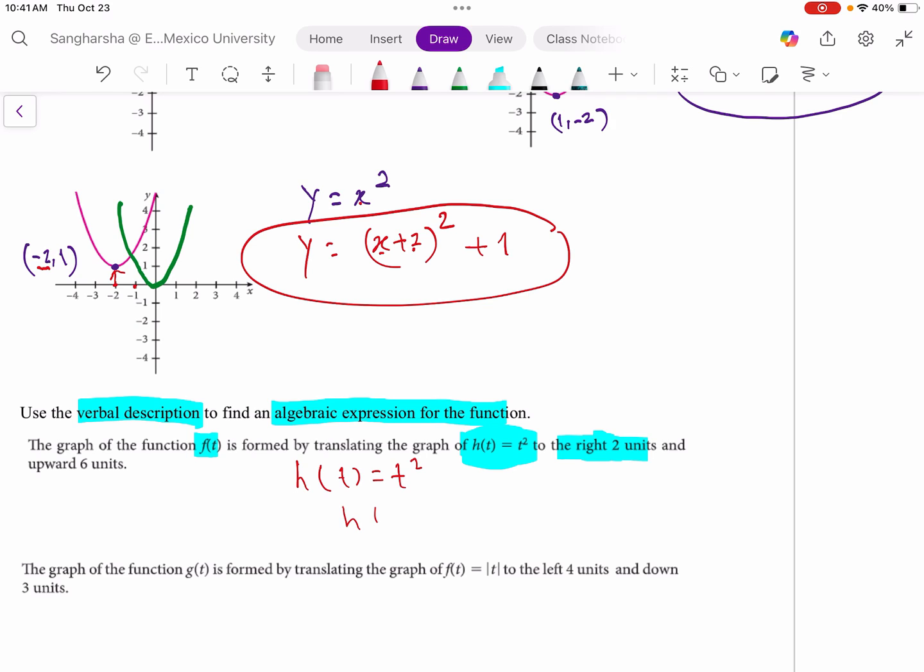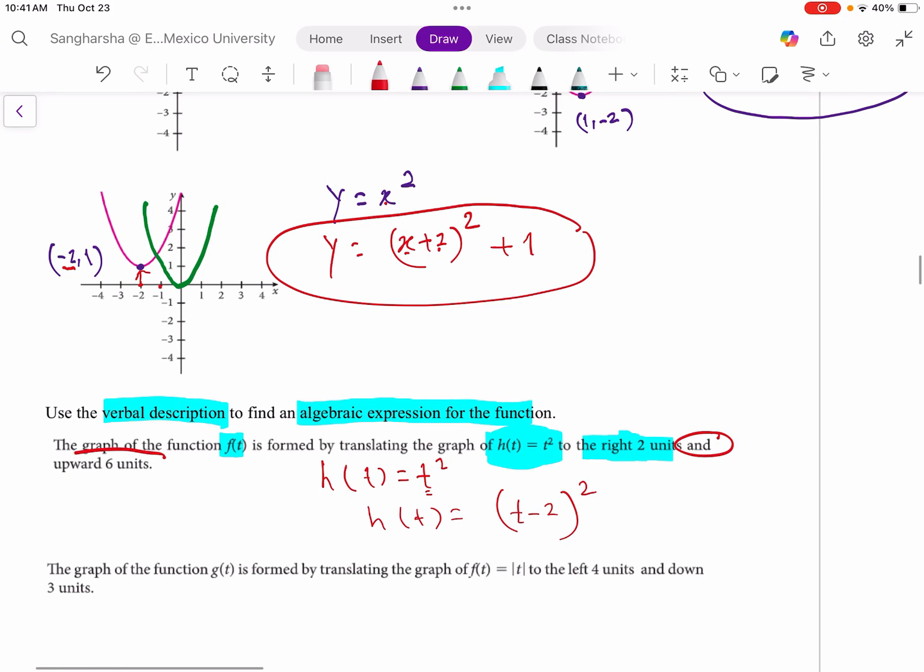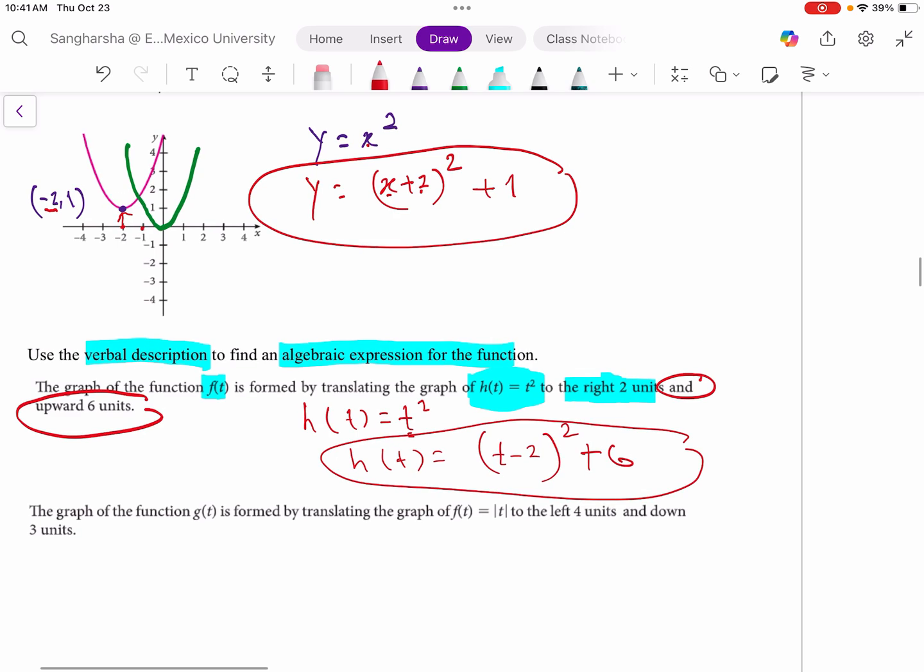Translating the graph to the right by 2 units means what will our basic function look like now? Moving right means replacing t by t minus 2. So instead of this t, we write down t minus 2, squared as it is, and upward by 6. What does upward mean? It means adding 6. So this is the final answer. Going right or left means you are replacing; going up or down means you are adding or subtracting.